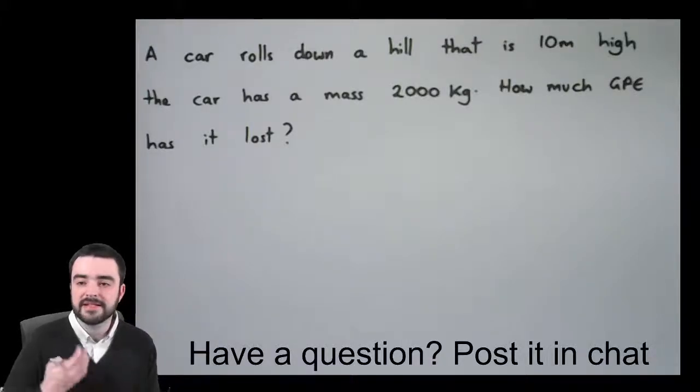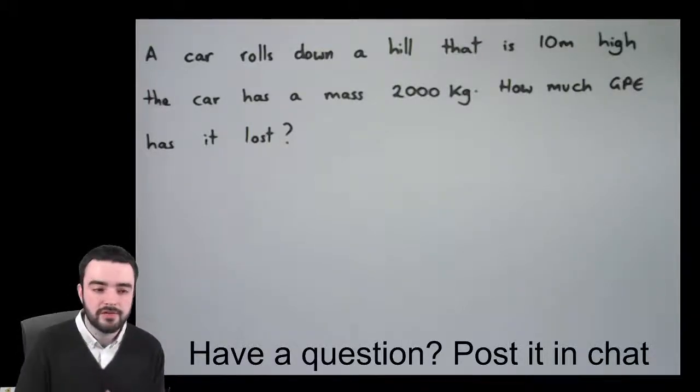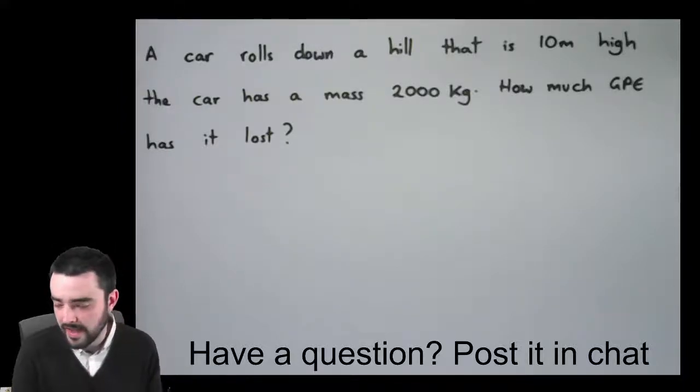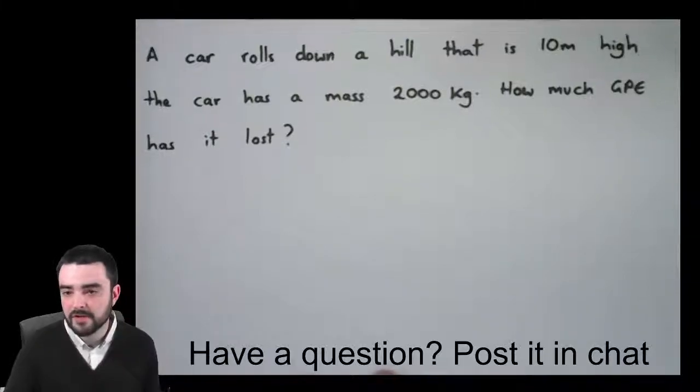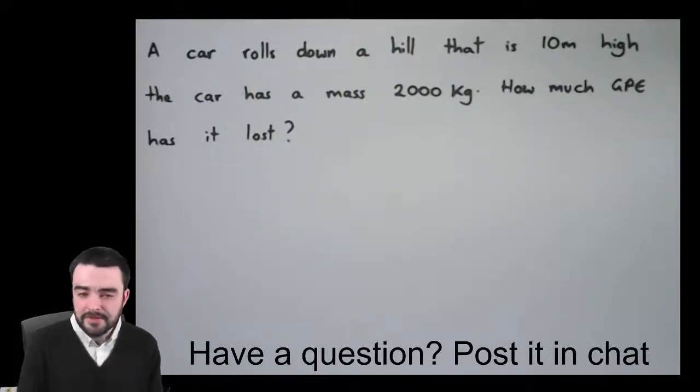Okay, so it's rolling down a hill, so it's going to be losing gravitational potential energy. So I'm going to give you a moment just to have a think through. Can you identify which equation you're going to need to use? How would you go about this?